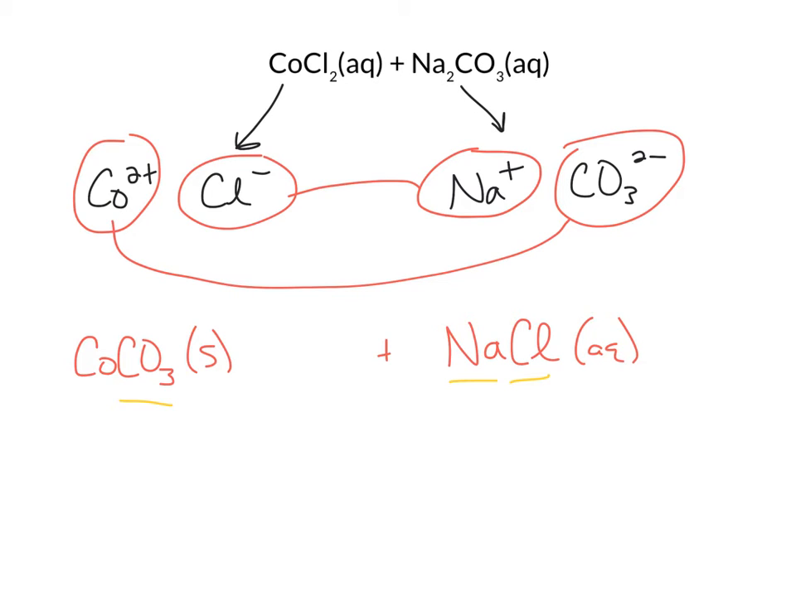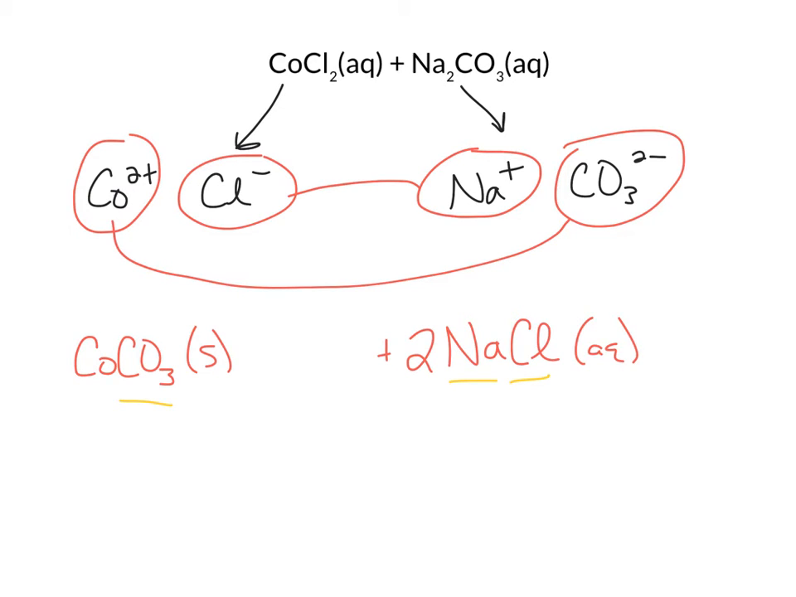And then one other thing we need to consider, we've got our products, we've got our phases, we also need to consider balancing. So the starting substances, we had 1 cobalt, ending we have 1 cobalt, starting we have 1 carbonate, ending we have 1 carbonate, and then starting we have 2 sodiums, and so ending we need 2 sodiums, and starting we had 2 chlorines, and now we have 2 chlorines in the end.